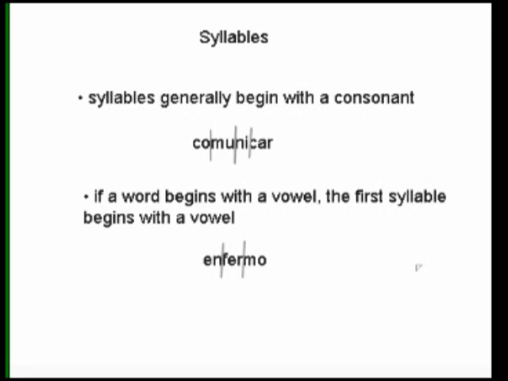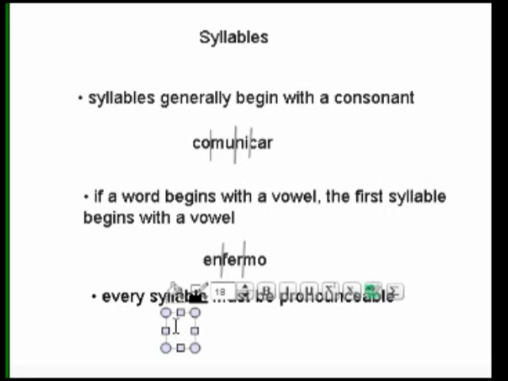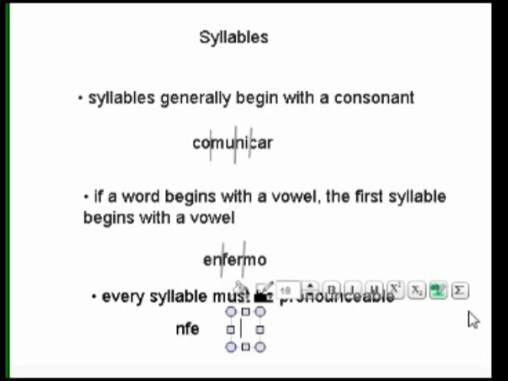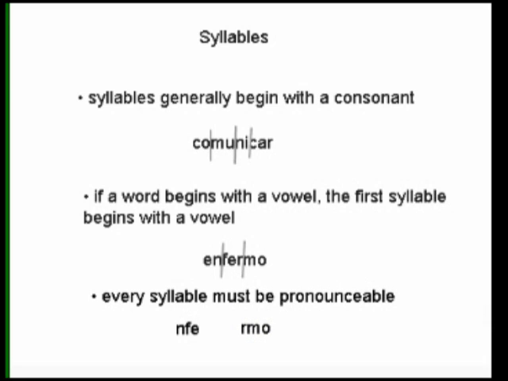And this brings us to our next important point, which is that each syllable must be pronounceable. We see that here we divided between the N and the F. Following our rule about beginning with a consonant, we could have theoretically made this a syllable, but that's not pronounceable. So that can't be a syllable. Likewise, this could not be a syllable because mo is not really pronounceable.